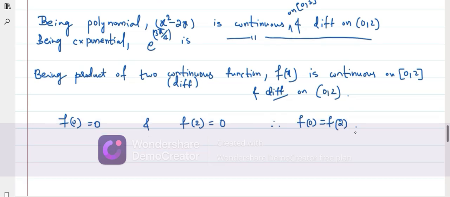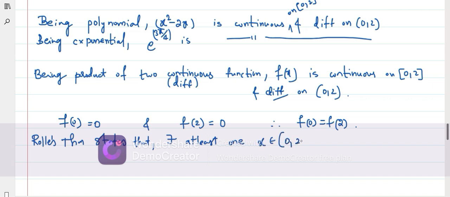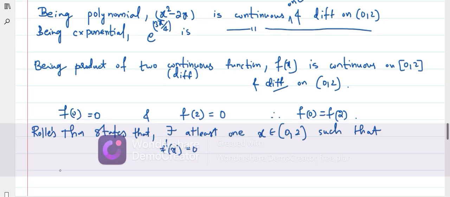So what is the next step? So I can apply the Rolle's theorem now. Rolle's theorem states that there exists at least one x in the open interval 0, 2 such that f dash of x is 0. Now I have to calculate f dash of x and equate that to 0. So what is your f of x here? Which is x square minus 2x into e power 3x by 4.